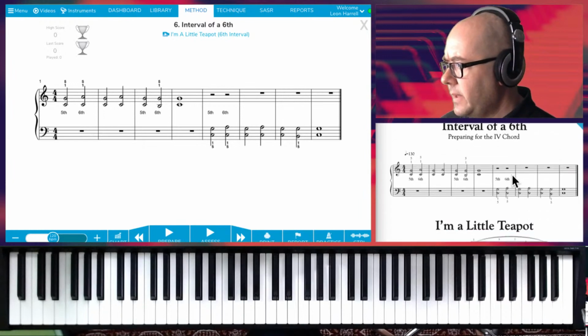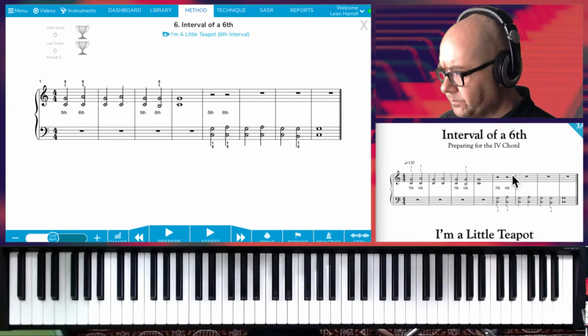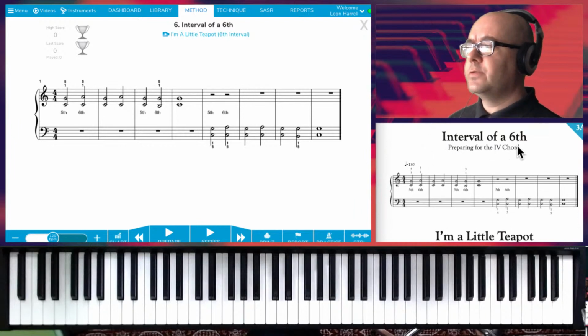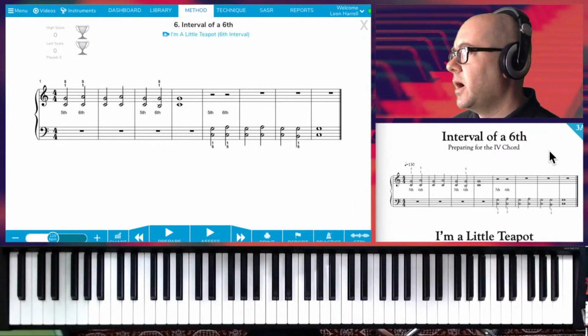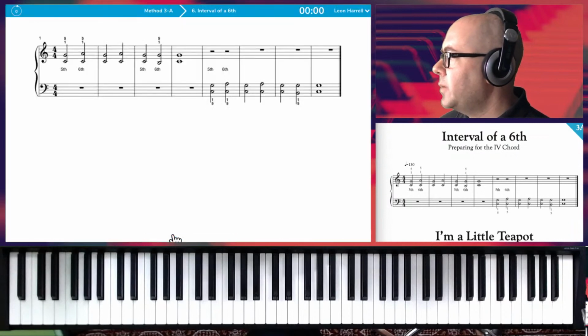If we follow along in the method book, you'll see preparing for the 4 chord. These are 2 of the notes in that chord. So let's go ahead and do that in prepare mode together.